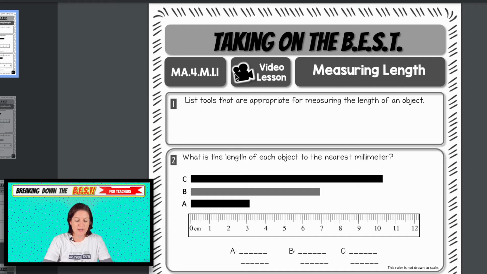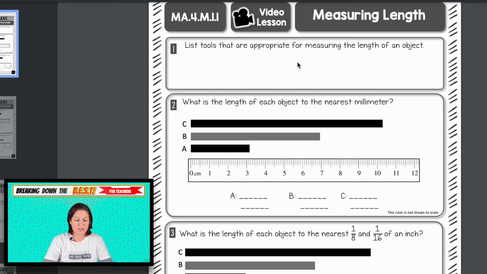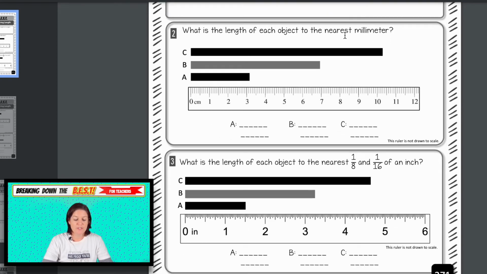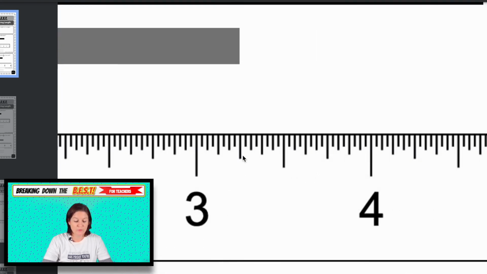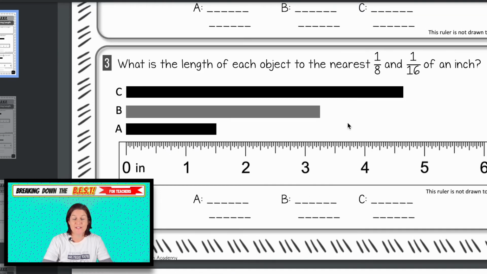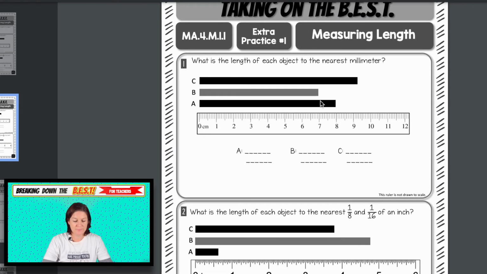So here's your bronze video lesson student guide page. It says list the tools that are appropriate for measuring the length of an object. What is the length of the object to the nearest millimeter? What is the length of the object to the nearest 1/8 and 1/16 of an inch? So here we have a typical looking ruler, and you can see there are 32 marks right there. So the nearest 1/16 would be every other one. And in the video lesson, we go over how to identify those. Okay, and then you have extra practice.